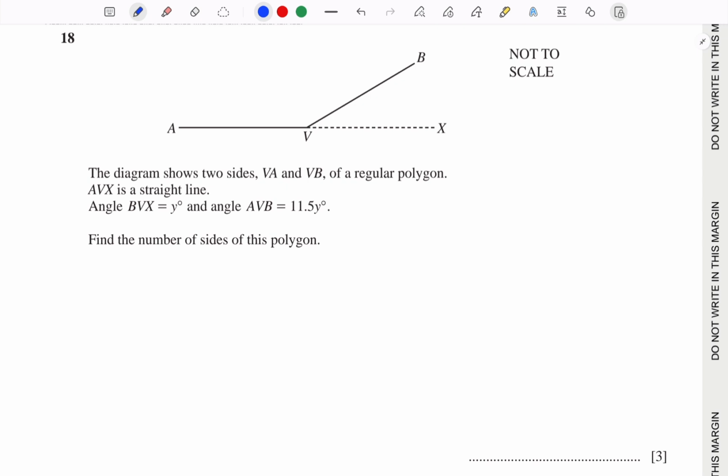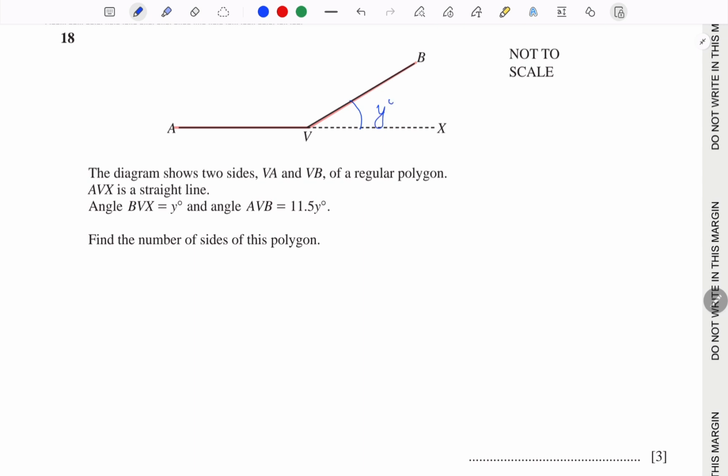Let's solve the next question. The diagram shows two sides, VA and VB, of a regular polygon. AVX is a straight line, and angle VBX is y degrees.